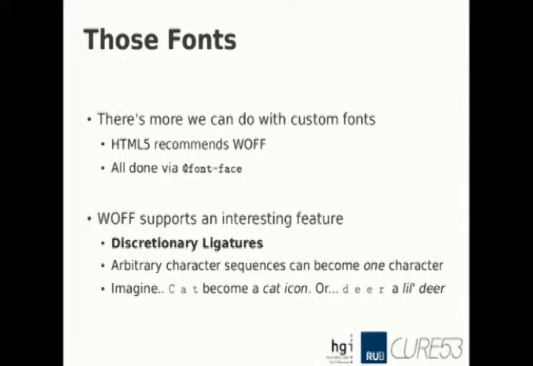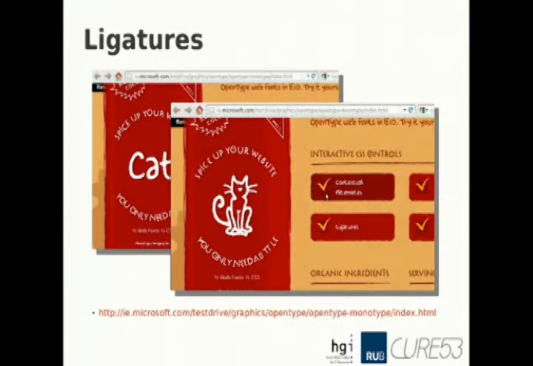Discretionary ligatures are a font feature that allows mapping a sequence of characters, like a whole string, into one single character. So we can say, I want the string cat on my website to be represented by a kitten icon, like a little kitty, or the string deer to be represented by an actual little deer. And this then looks like this.